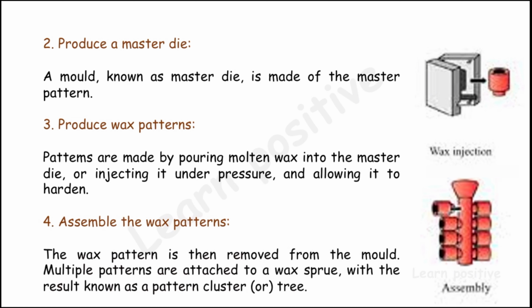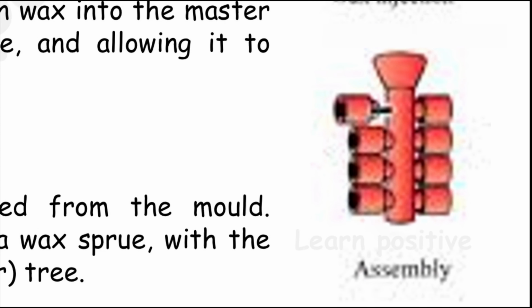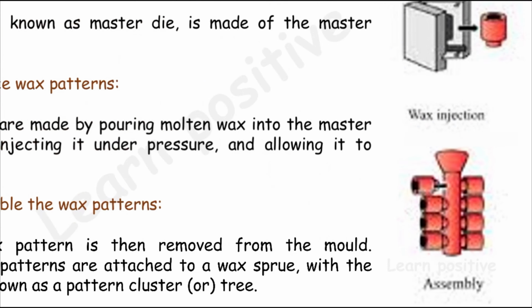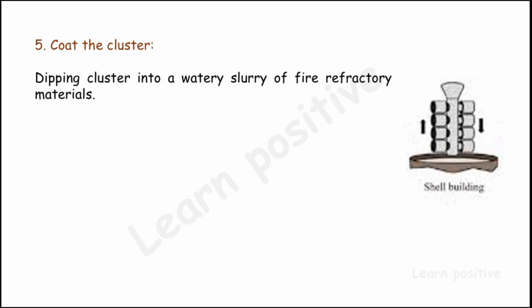The wax pattern is then removed from the mold. Multiple patterns are attached to a wax sprue, with the result known as a pattern cluster or tree. You can see this. The centerpiece is the sprue, and the wax patterns are stuck together with the sprue. So it is said to be the cluster or the tree. Now the fifth point is coating the cluster. Dip the cluster into a watery slurry of fire reinforced material. So now we get the coating on the surface of the cluster tree.